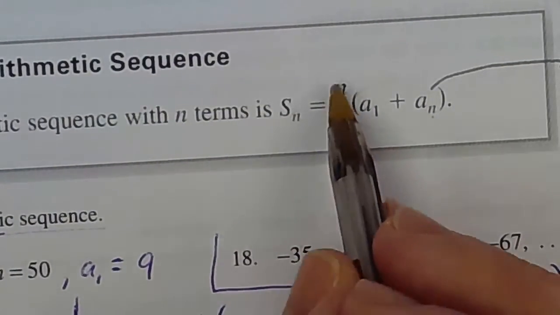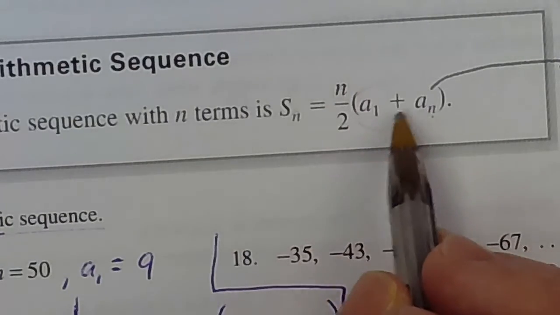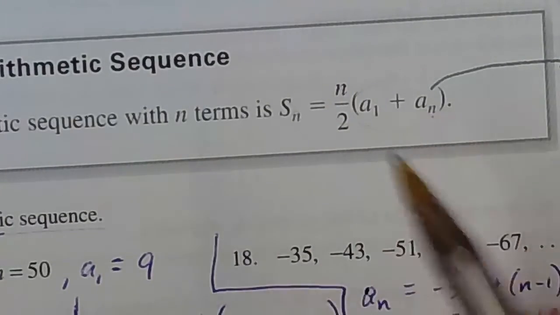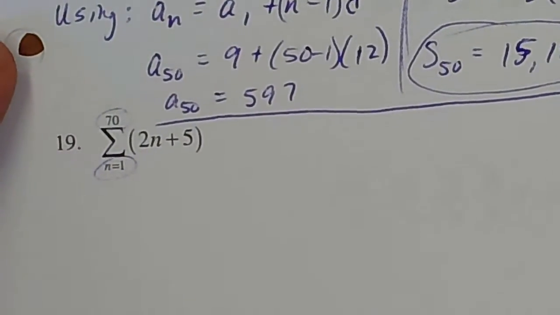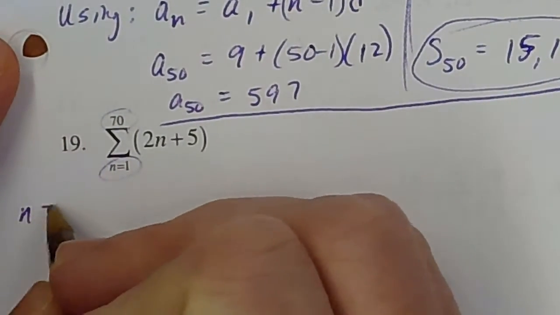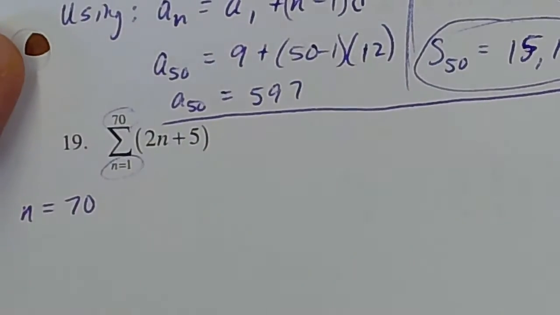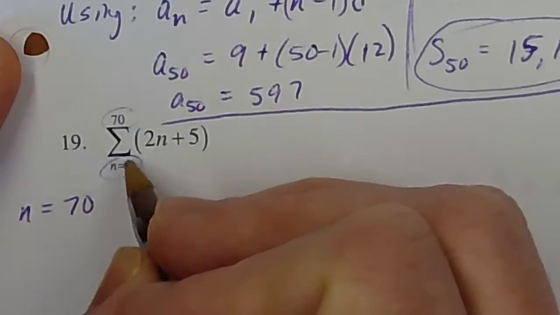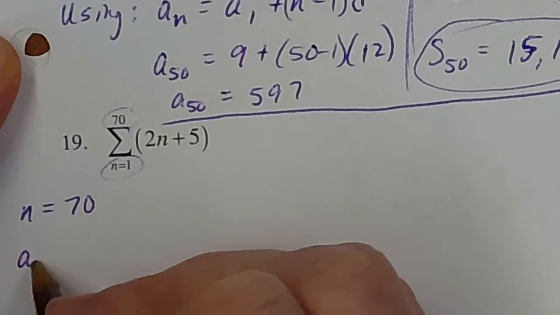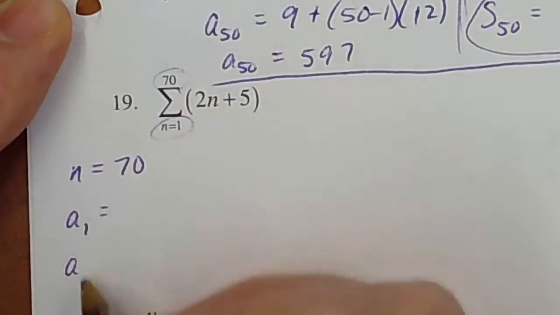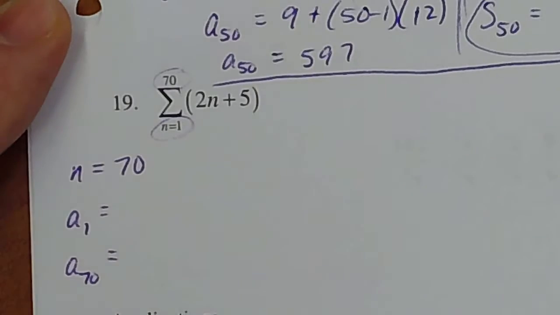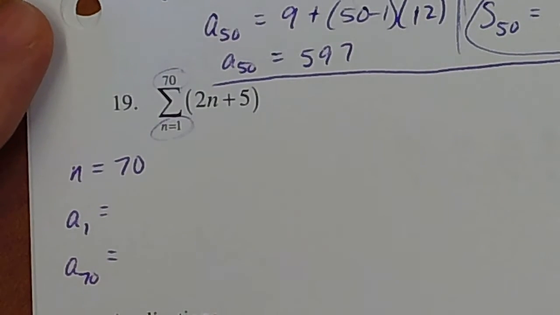What do we need? These 3 things: n, a sub 1, and a sub n. Can we get those? Absolutely. All right, so that's what you've got to realize. I've got to start gathering information. What's n right away? 70. 70 terms from 1 to 70. Well, what's a sub 1? I don't know, but we can go find it. And what's a sub n? In this case it's going to be a sub 70. If I get those next 2 things, we're ready for the formula, okay?